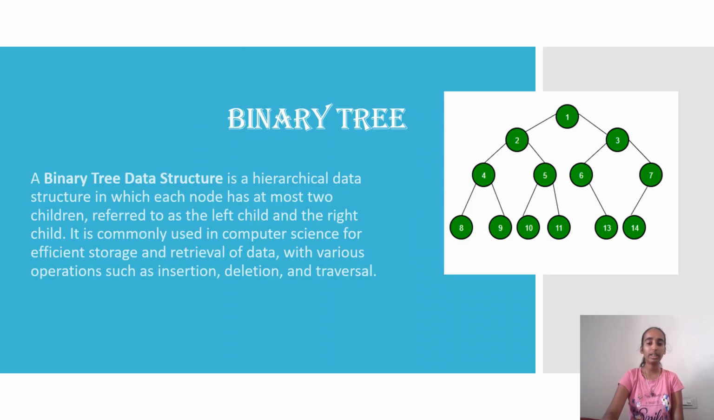Let us see what is binary tree. A binary tree in data structure is a hierarchical data structure in which each node has at most two children, referred to as the left child and the right child. It is commonly used in computer science for efficient storage and retrieval of data with various operations such as insertion, deletion, and traversal.